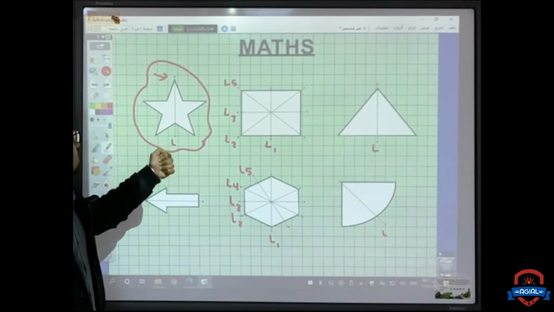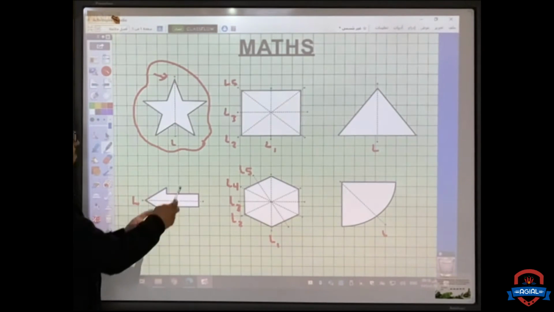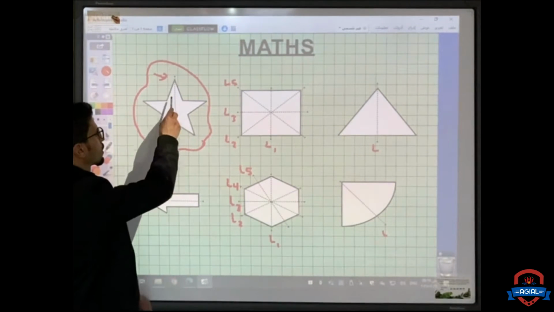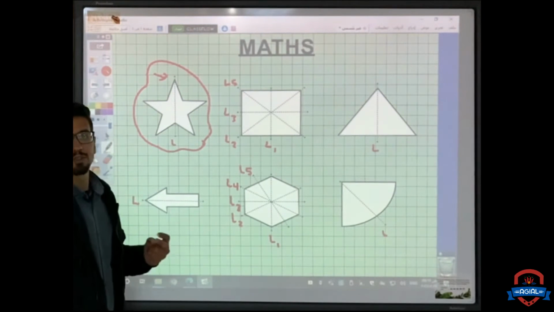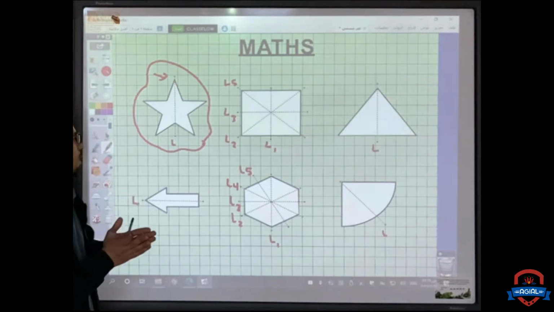And this straight line is known as the axis of symmetry. And we notice that if the star is folded on the axis of symmetry, the two parts or the two halves will coincide on each other.